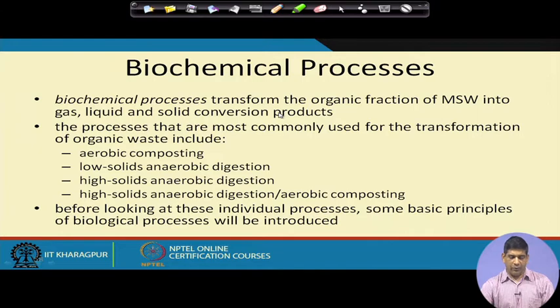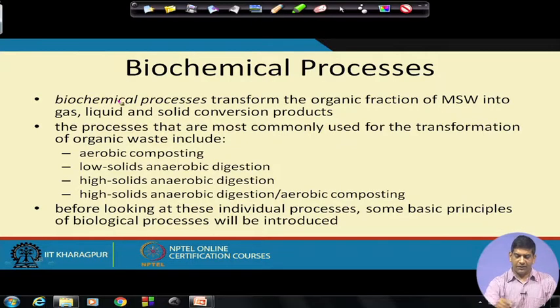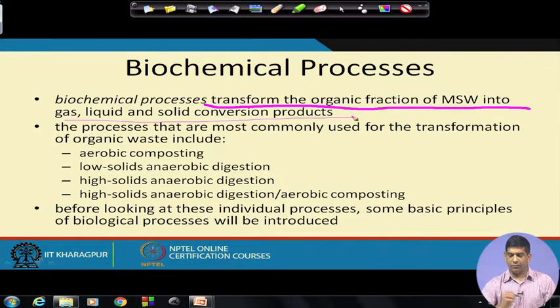So, the biochemical process, again as I said earlier, is to transform the organic fraction of MSW into a gas, liquid and solid conversion product. So, we have this OF-MSW, that is your organic fraction of MSW, which gets converted to either gas or liquid or solid conversion product. So, either of these can come, either gas, liquid or solid.